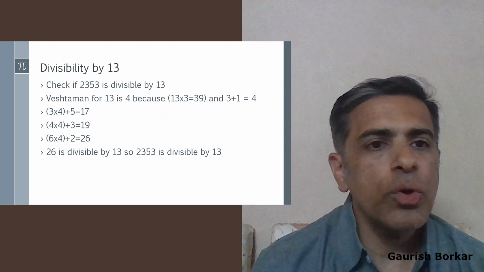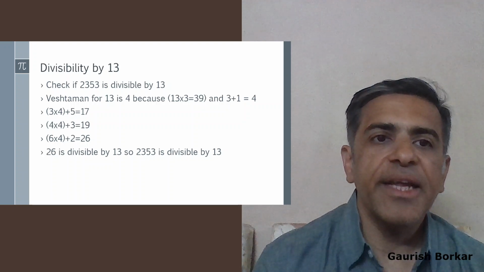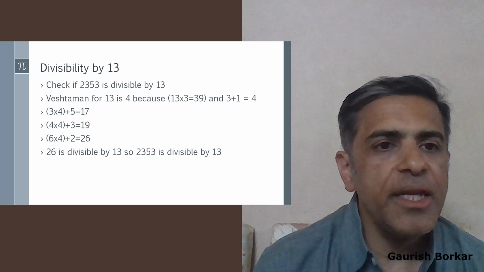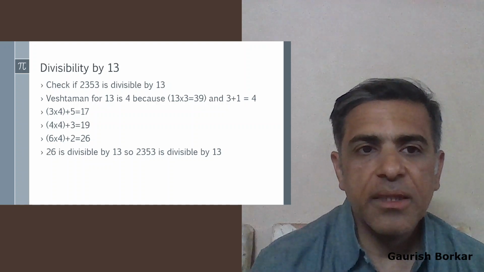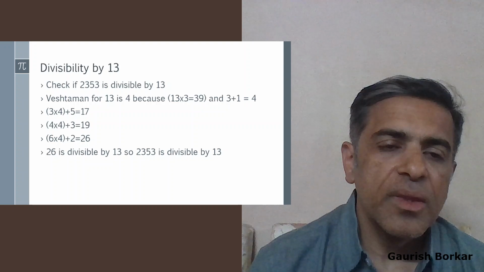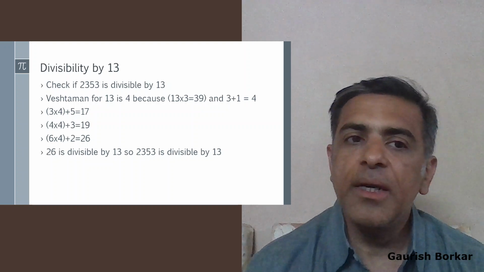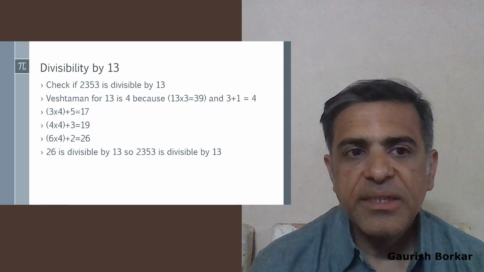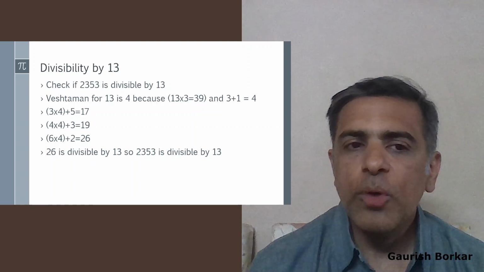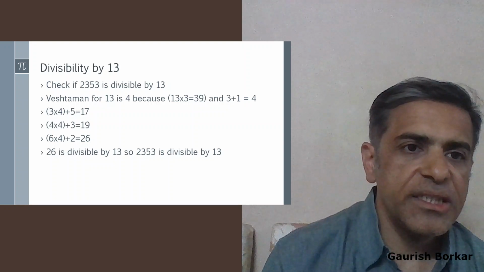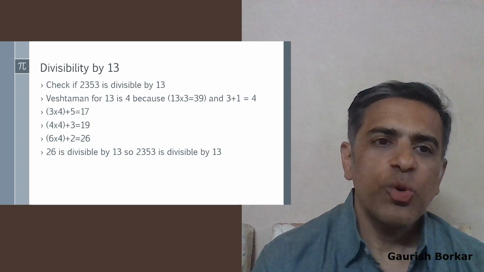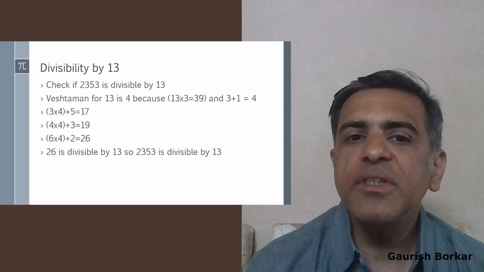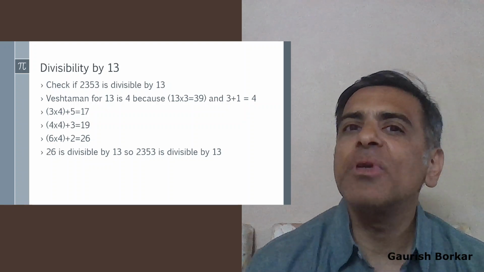Again, 4 into 4 is 16, plus the next digit, 3, so 16 plus 3 is 19. 19 is greater than 13, so divide it by 13 and pick the remainder. When we divide 19 by 13, the remainder is 6. 6 into 4 is 24, plus 2, the next digit, is 26. 26 is divisible by 13, so 2353 is also divisible by 13. See how simple it is.